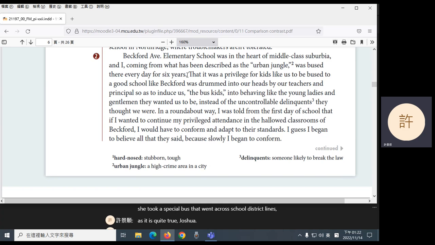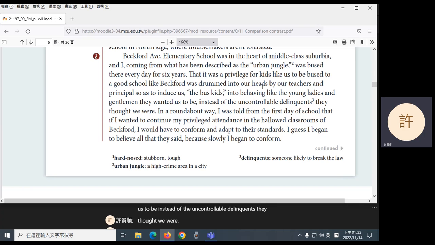That it was a privilege for kids like us to be bused to a good school like Beckford was drummed into our heads by our teachers and principal so as to induce us, the bus kids, into behaving like the young ladies and gentlemen they wanted us to be, instead of the uncontrollable delinquents they thought we were.